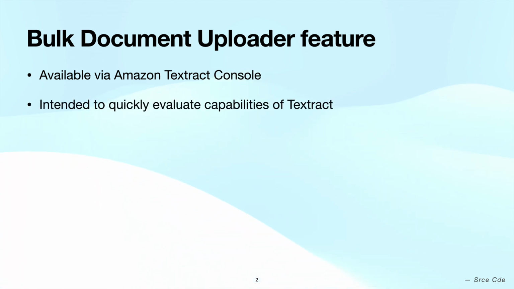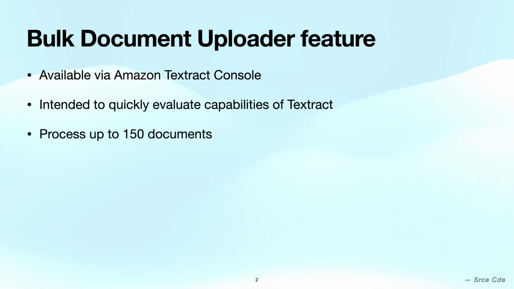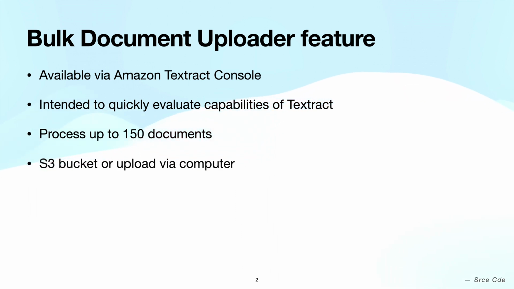This feature is intended for customers to quickly evaluate the capabilities of Textract on their own set of documents without writing any code. With this feature, anyone can process up to 150 documents in a go per request using the Detect Document Text API, Analyze Document API, or Analyze Expense API. The customer can submit these documents via an existing S3 bucket.